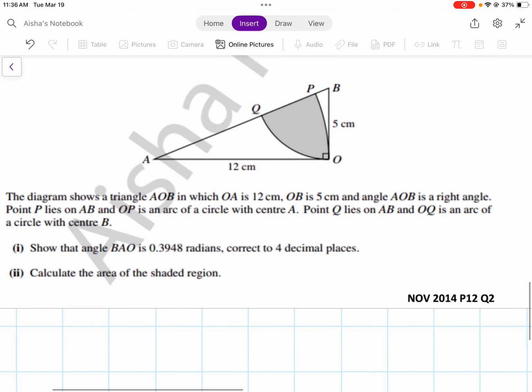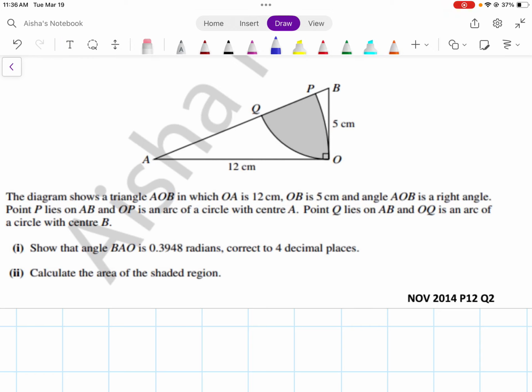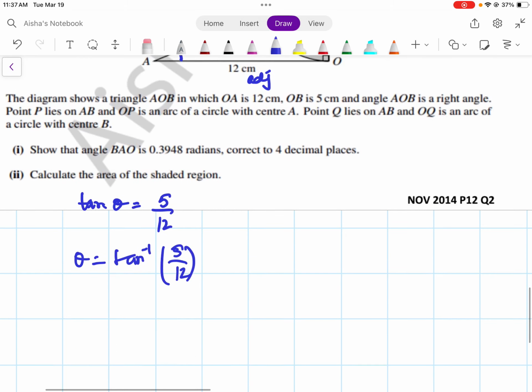Show that angle BAO is 0.3948. Now, it's a right angle triangle. With respect to this angle, this is opposite and this is adjacent. So tan theta is equal to opposite upon adjacent, and theta will be tan inverse 5 upon 12. Make sure that you're on radian mode. The theta will come out to be 0.3948 radians.